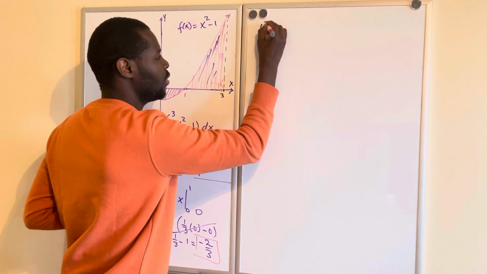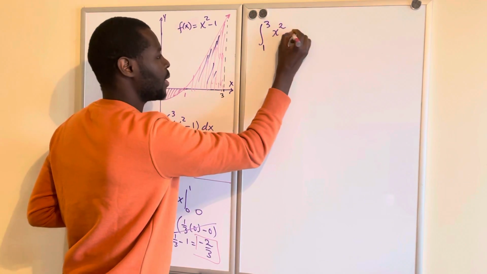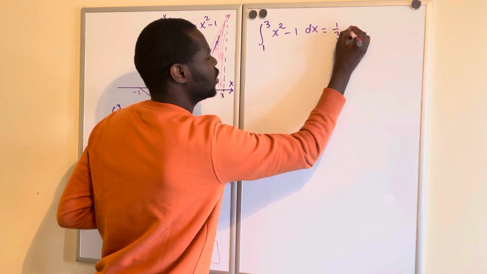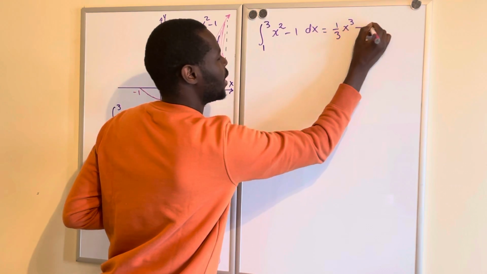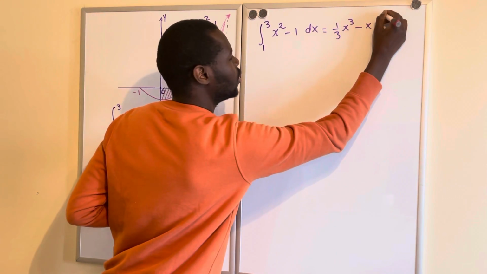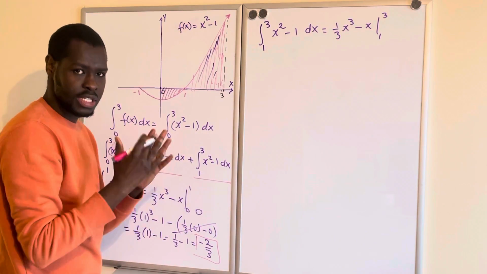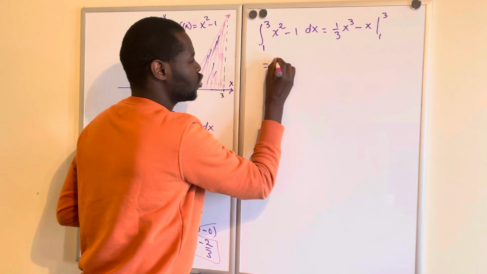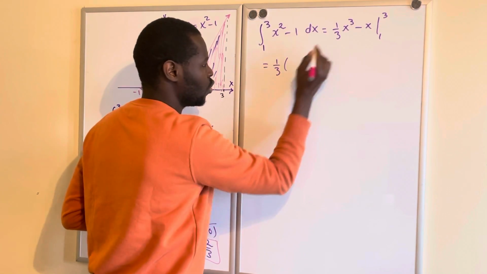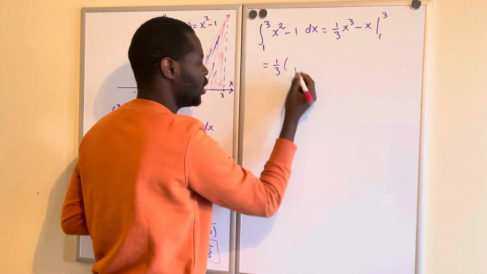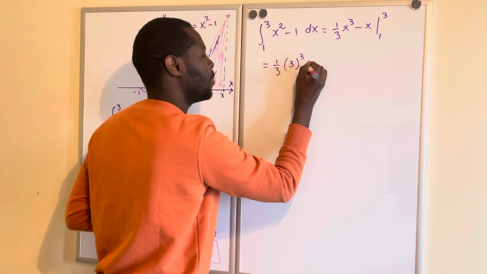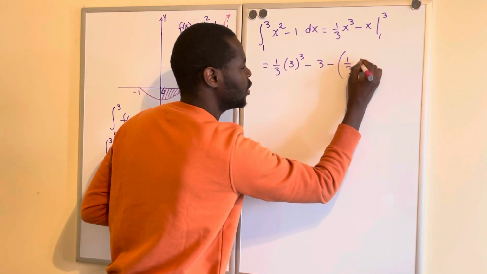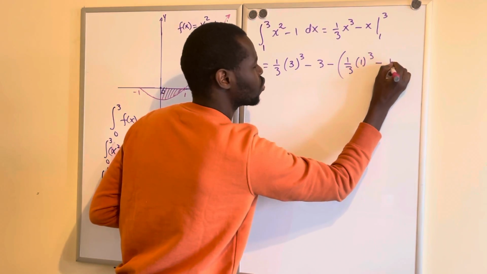The integral from 1 to 3 of x squared minus 1 dx equals 1/3 x cubed minus x evaluated from 1 to 3. Again, it's the same function. We are just splitting the interval into two. This equals 1/3 times, substituting x equals 3, 3 cubed minus 3, minus, when x equals 1, 1/3 times 1 cubed minus 1.